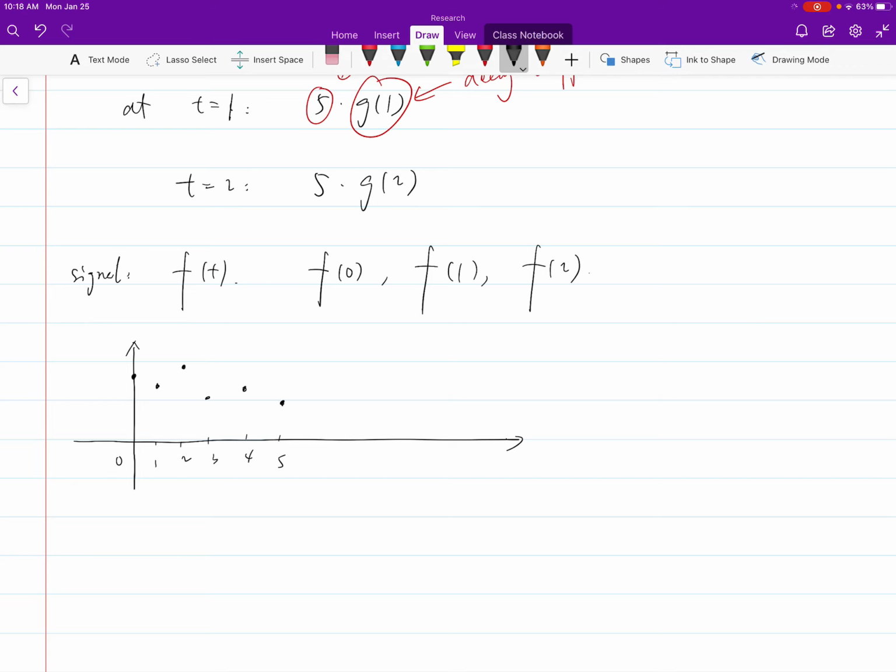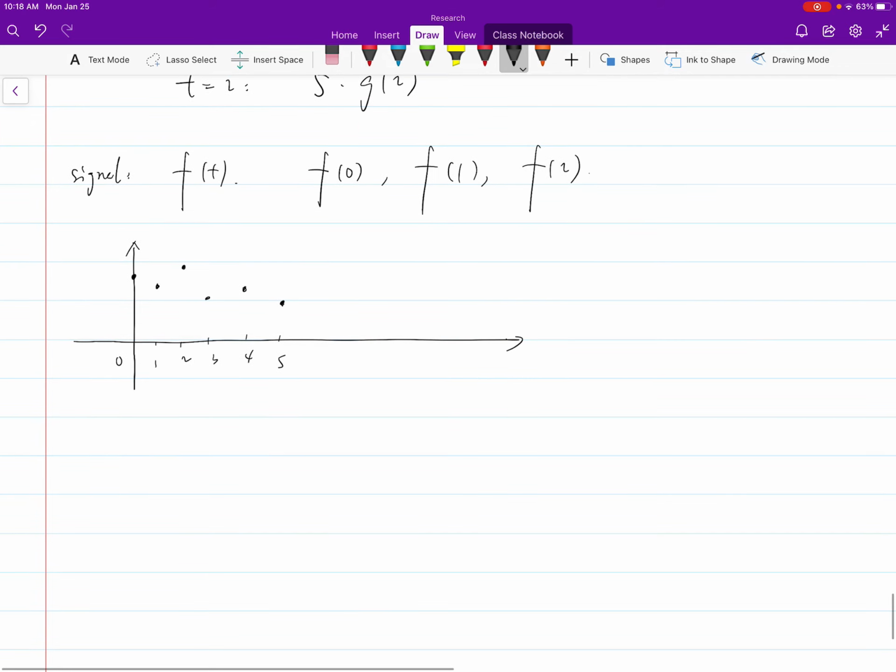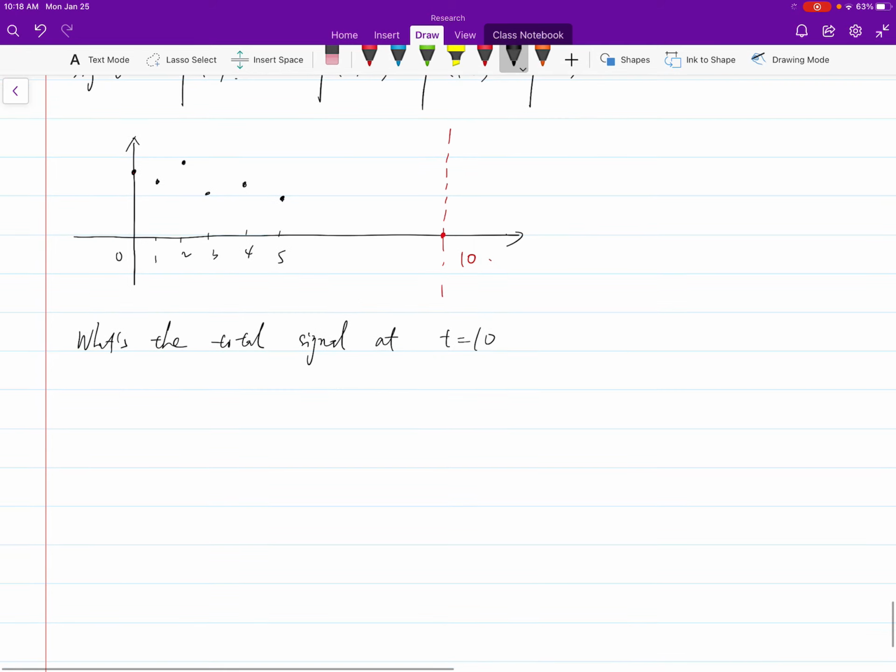And so on. So you have different strengths of signals. Okay, so now my question is, what's the total signal at t equals 10? So how much signal am I going to receive at time 10? Now imagine what's going to happen. Are you going to receive the first signal? Yes. But that thing has decayed for 10 seconds until you get here.